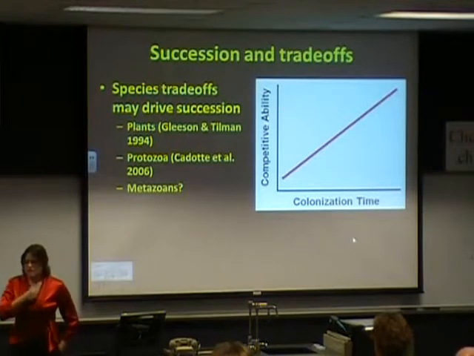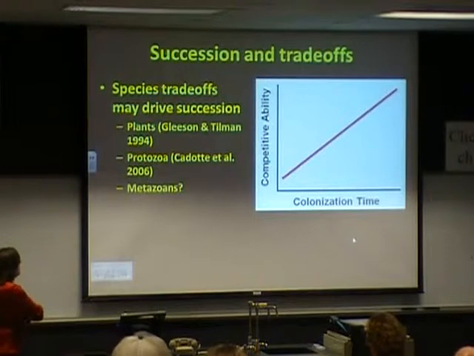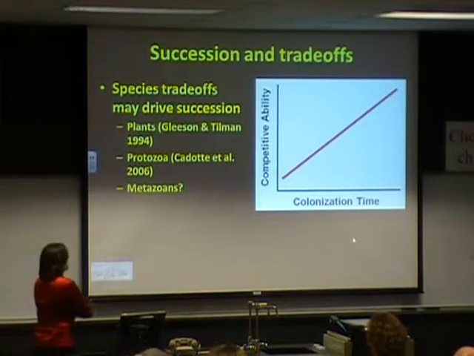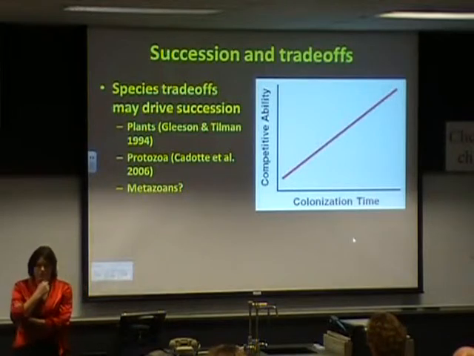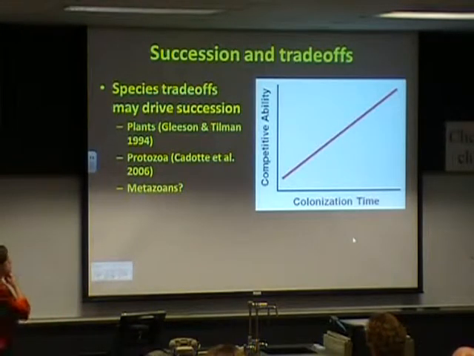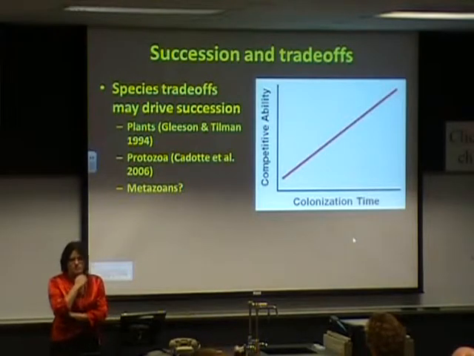The hypothesis that I decided to test for my dissertation was the idea that species trade-offs may drive succession. And the reason I decided to test this trade-off is because it's been shown to hold true across not only plant communities but also protozoan communities as well.